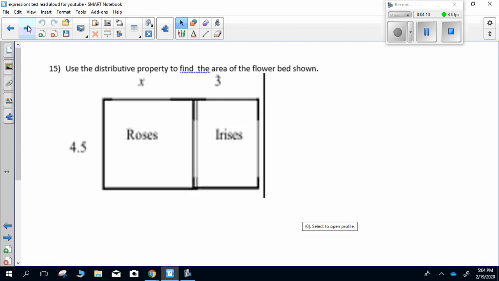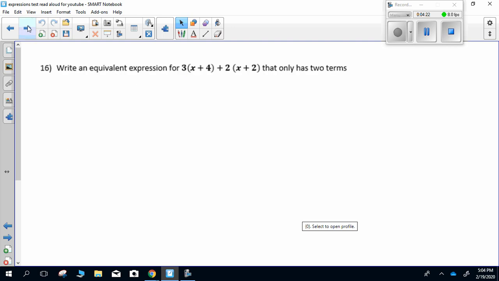Number 15, use the distributive property to find the area of the flower bed shown. Number 16, write an equivalent expression for 3 times the sum of x and 4 plus 2 times the sum of x and 2 that only has 2 terms.